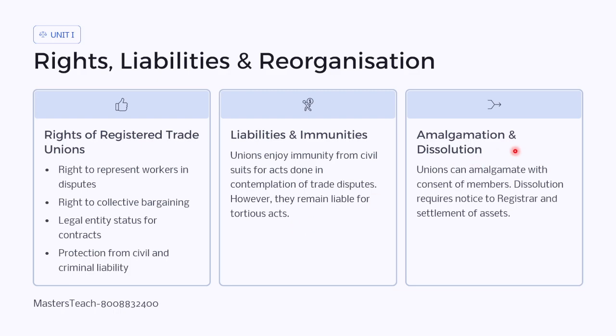Amalgamation and dissolution. Unions can amalgamate with the consent of members. Dissolution requires notice to the registrar and settlement of assets.